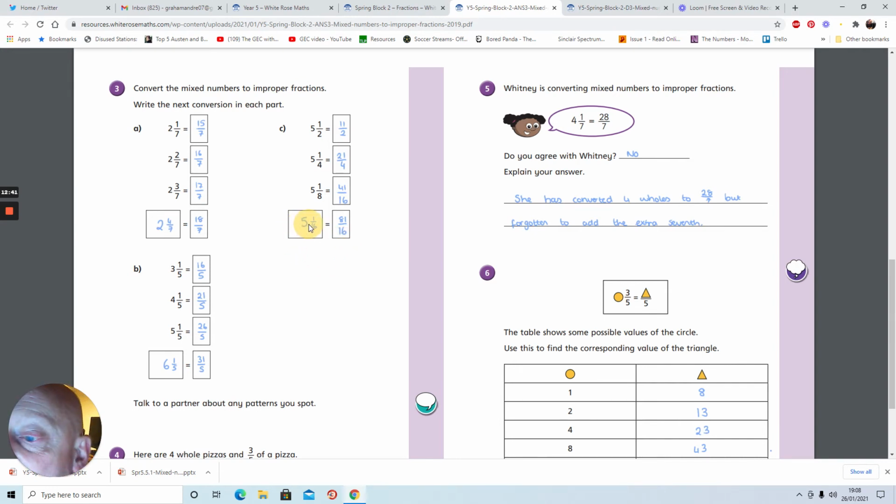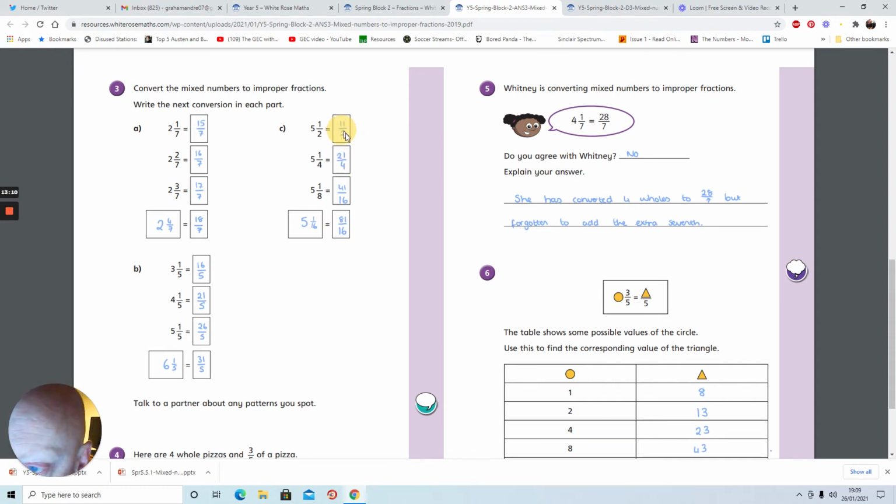Okay. So now we go 5 times 16. And what I would do with that, because 5 times 16 is very hard, I'd go, right, what's 10 times 16? Because, of course, when we times by 10, we have a 0 on the end. 10 times 16 is 160. And then I would half it. So I'd say, right, what's half of 16? It's 8. Okay? So it's 80. So half of 160 is 80. And then I add another 1. So it's 81 sixteenths.